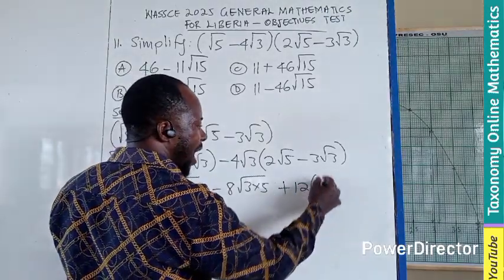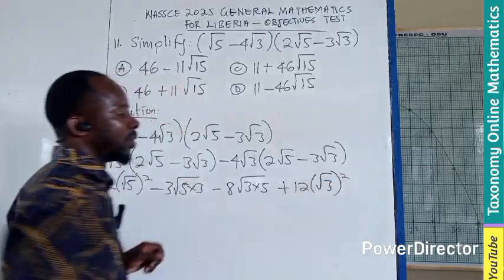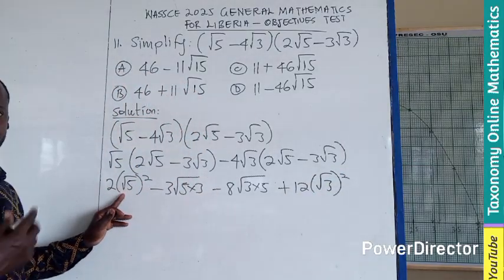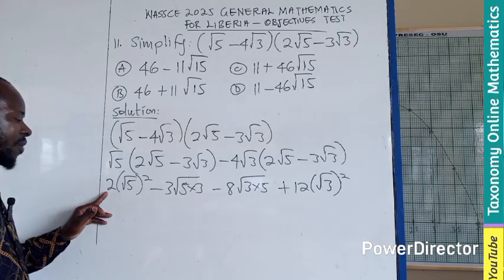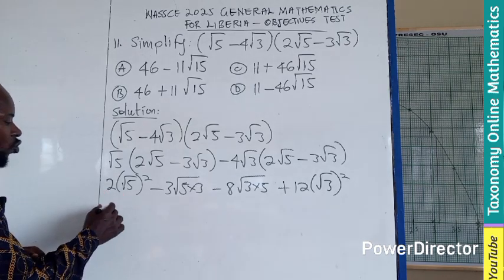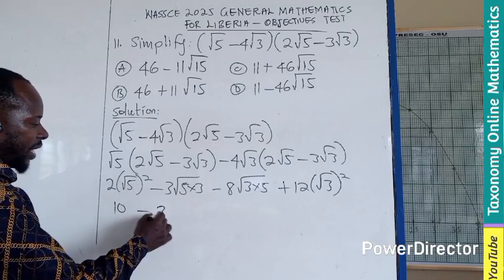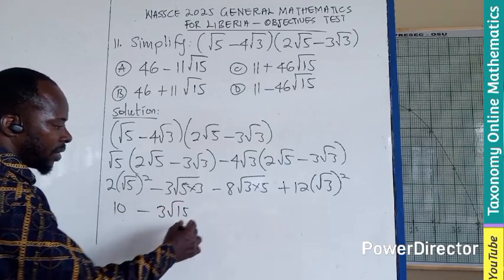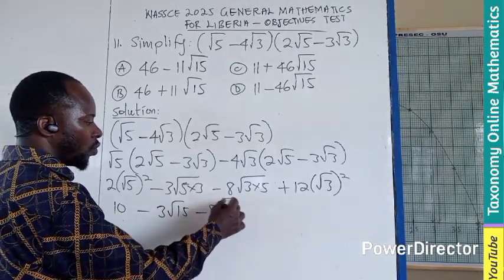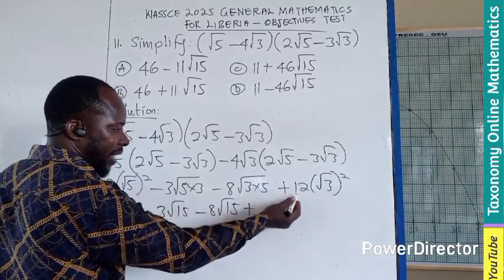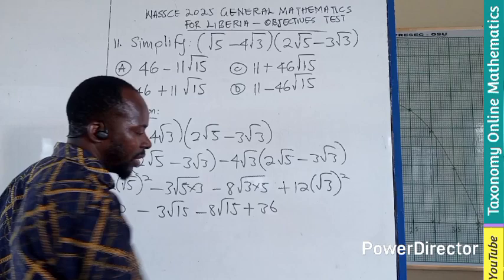Then in the root I have √3 times √3, so this is √9, that is 3. Wait, that is root 25, 5. So 5 times 2 will give you 10. Minus 3√15, minus 8√15, plus 3 times 12. That will give you what?